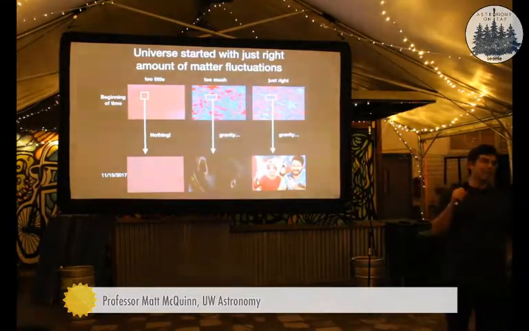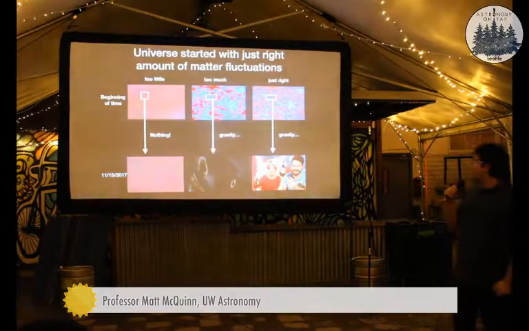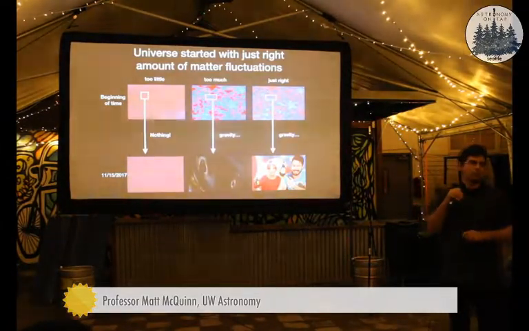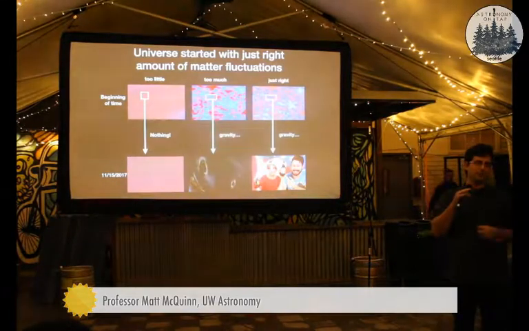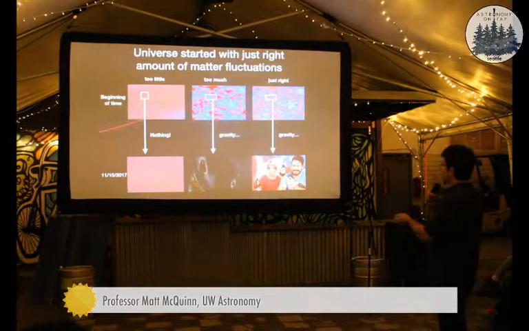You don't have anything in the universe. If the fluctuations are a little bit too big, or if they're a little small, even a factor of 10 would totally get rid of all galaxies. A factor of a few would make a big difference.